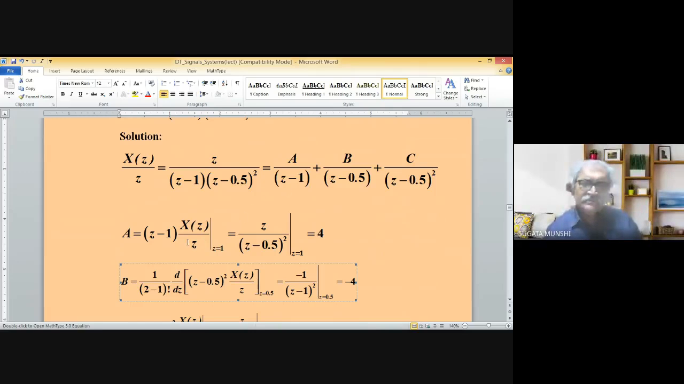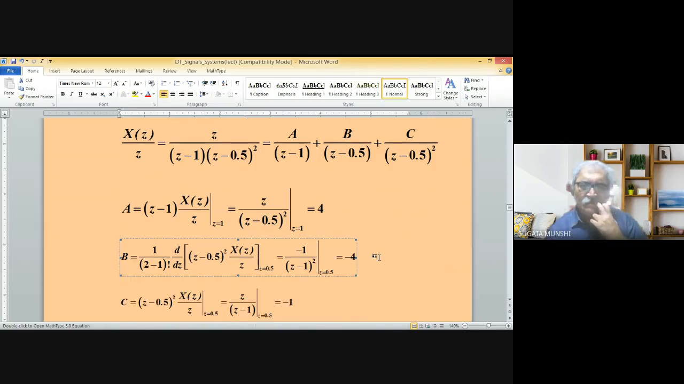So A is obtained in a straightforward manner. B, the coefficient of that factor (z minus 0.5), is 1 by (2 minus 1) factorial times the derivative of that term, which comes out as minus 4. And the C comes out as minus 1.